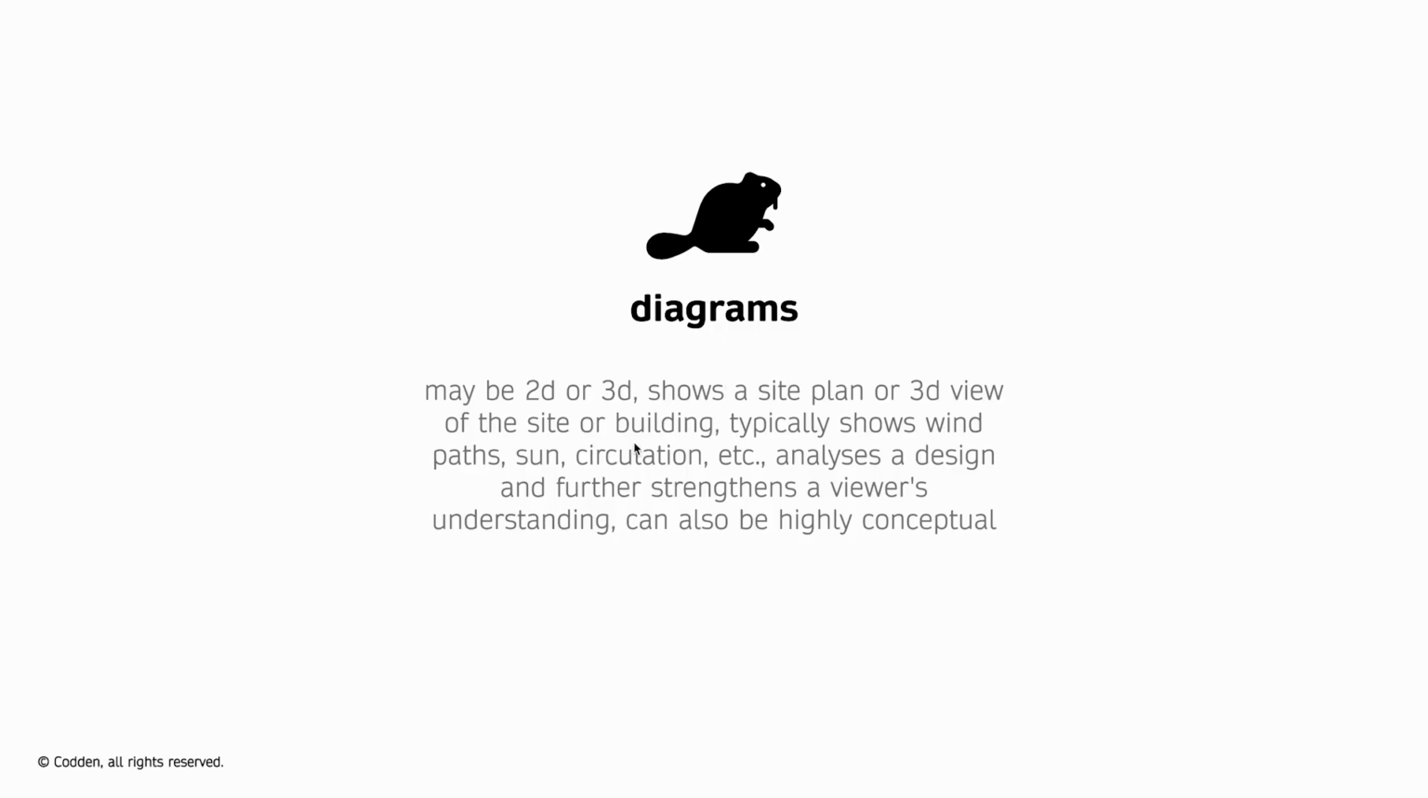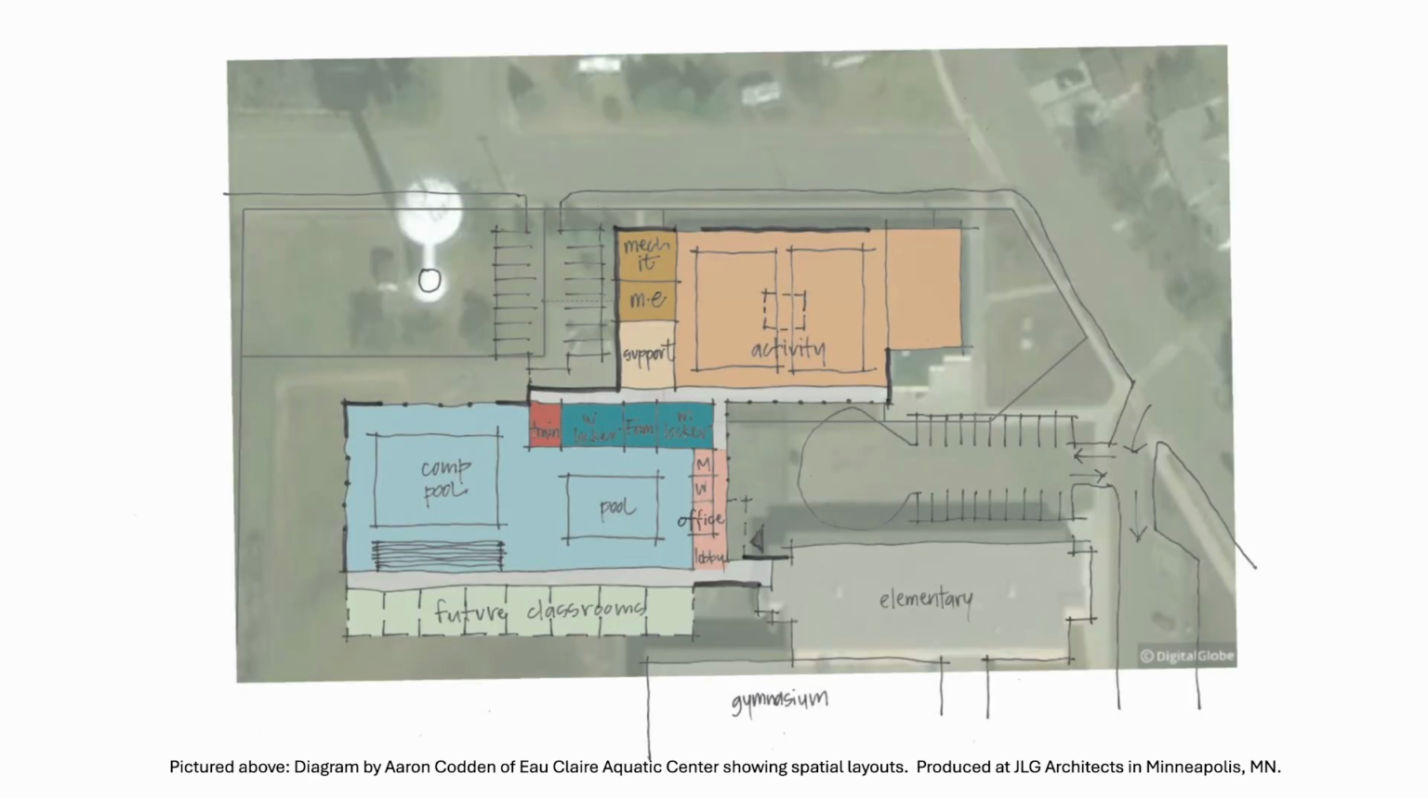And then let's dive into diagrams. And diagrams can really be anything. They can be 2D, 3D, they can be overlaid over a photo. But what they're essentially doing is furthering the viewer's understanding of the design. They can be highly conceptual or they can be very straightforward, but either way, they're teaching the audience something new about a design.